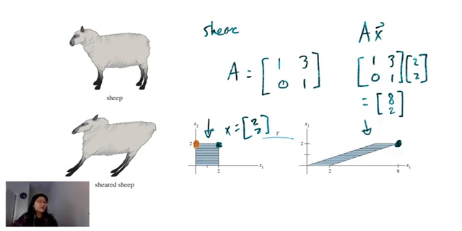This point gets mapped here, and this point gets mapped there, and when we take our zero vector, (0, 0) gets mapped back to (0, 0), because it's our trivial multiplication. So that's a shear transformation.